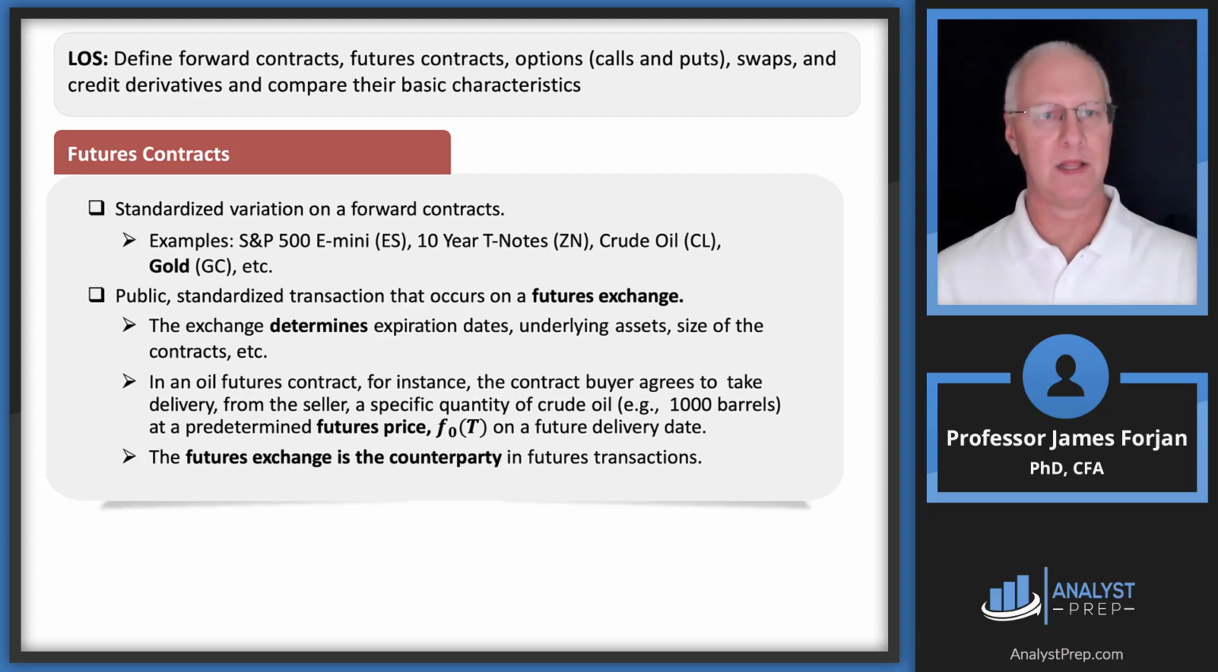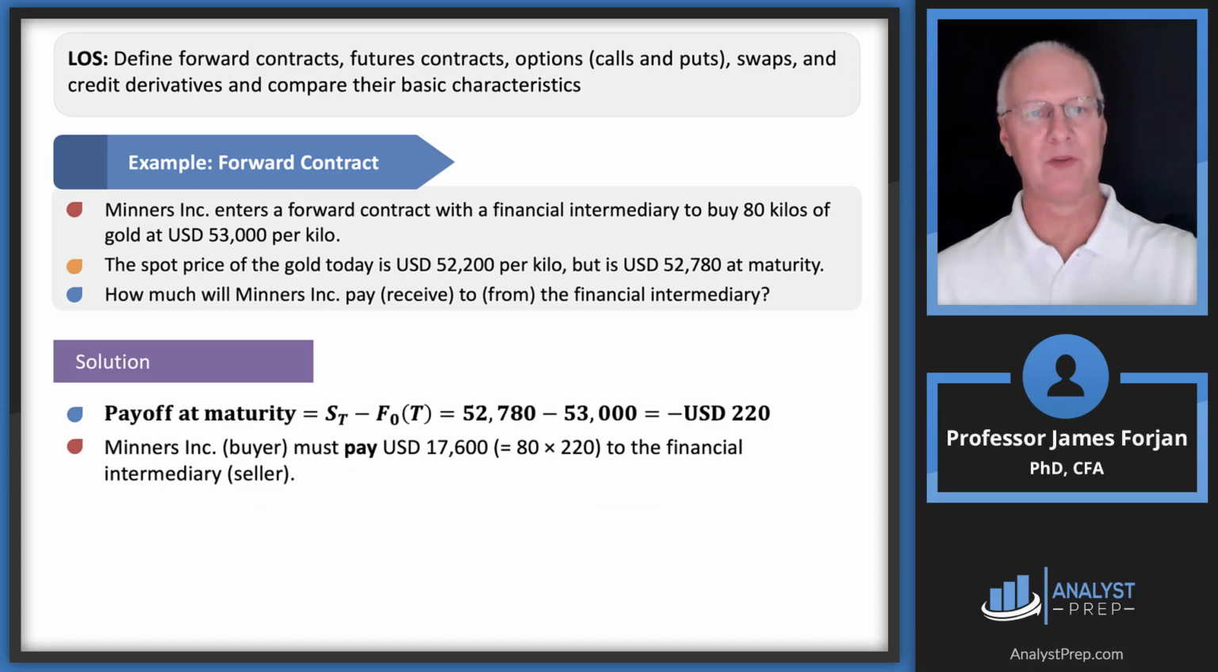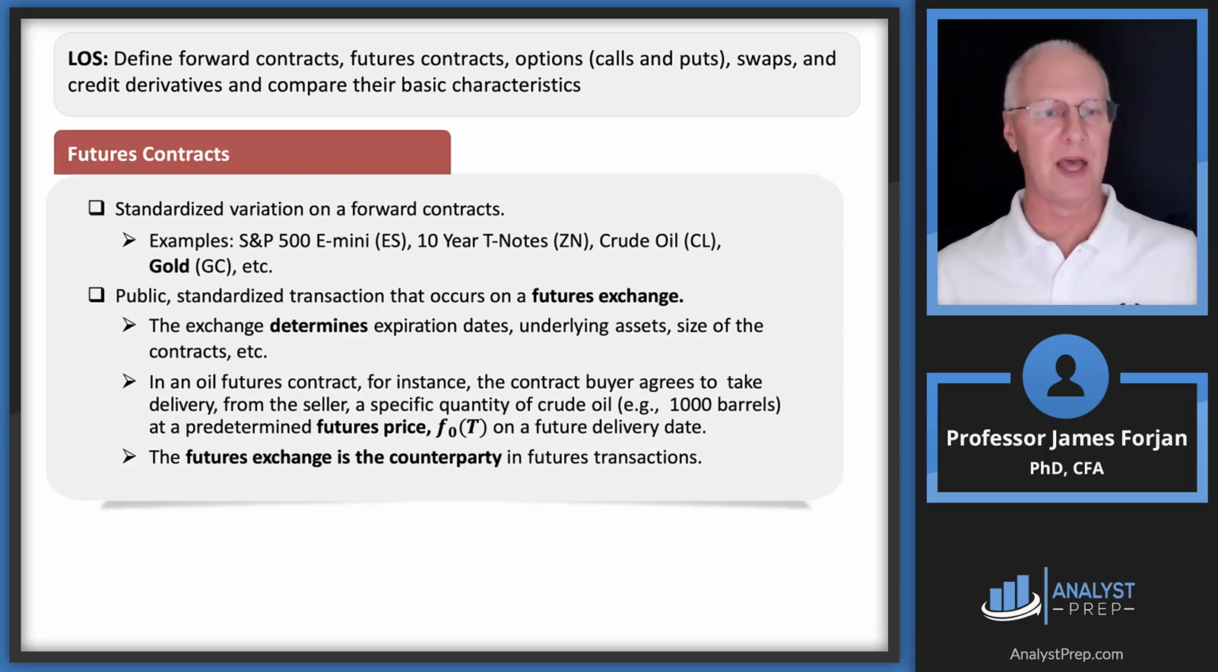Now back in this forward contract example, notice that Minners entered the contract with a financial intermediary. So these are two entities, and there's default risk between those two. So if one defaults, then the other one has to sue. If the other one defaults, then well, you get the idea. But notice that last arrow point down there. The futures exchange itself is the counterparty in all futures transactions.